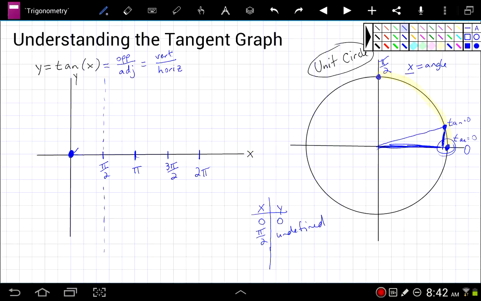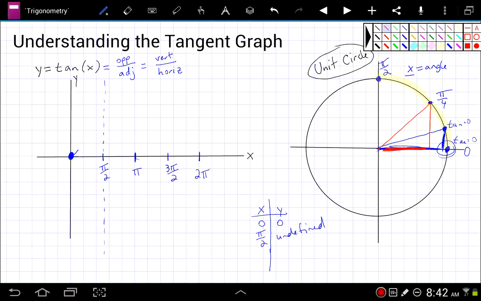Alright, and if I keep going, let's go halfway between 0 and pi over 2, namely at pi over 4, you can start to see that my vertical side is catching up to my horizontal side. In fact, they're equal at pi over 4. So if I divide them, my ratio equals 1. So whenever I come over here and my angle is pi over 4, I get this exact ratio, a tangent value of 1.